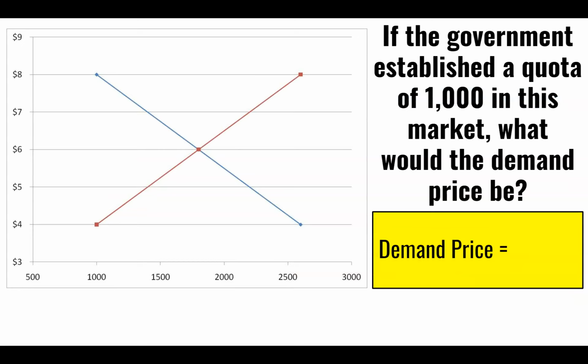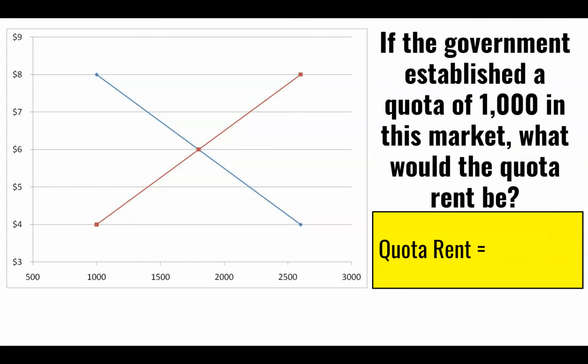You could practice this on your own. Again, look at the questions, pause, see if you got the answer. When you're confident of your answer, then go ahead and press play, see how you did. If the government established a quota of 1,000 units in this market, what would the demand price be? In this case, it would be $8. So hopefully you said 8. We set the quota at 1,000. We do this vertical line at 1,000. It hits the demand curve at $8.